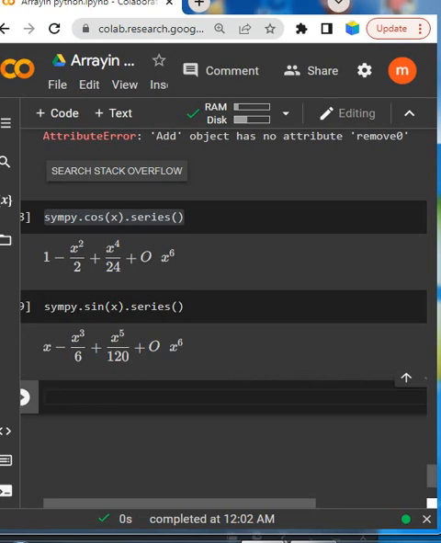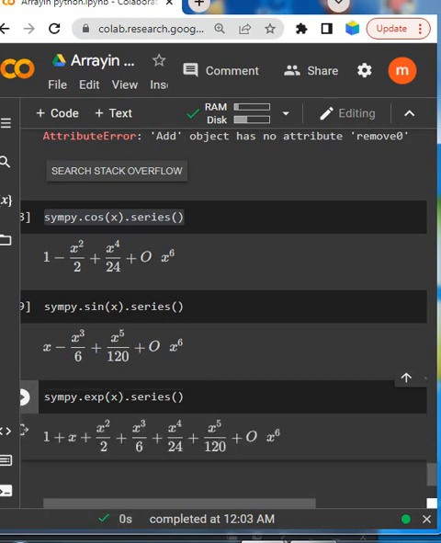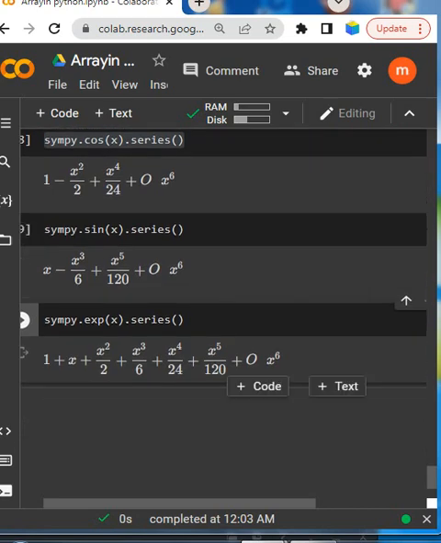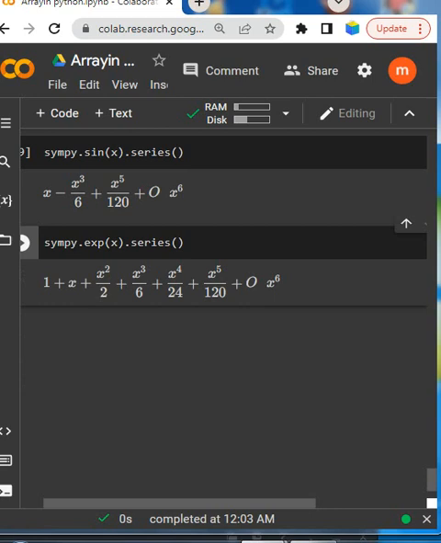Another is the expansion of exp x. So let's see, I am going to write here exp dot series. Yes, so 1 plus x plus x squared by 2 plus x cubed by 6 plus x to the power 4 by 24. So in this way we can easily expand.